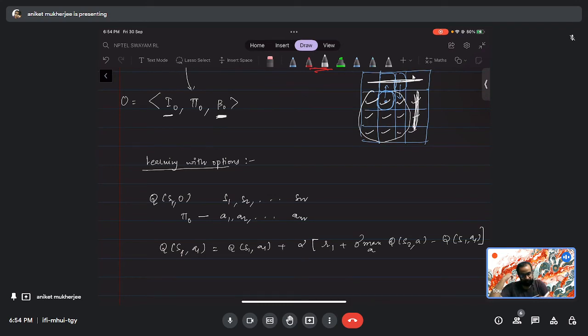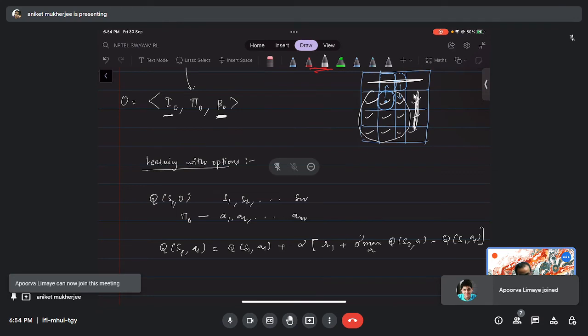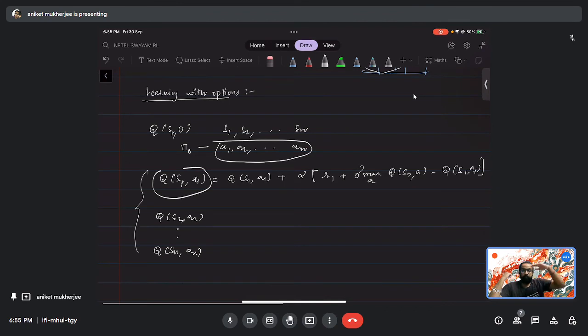So basically what this is telling is, applying the option from state S1, because you know that the first step of the option is applying action A1, is similar to updating the Q function for the S1, A1 pair. Similarly, you can update the S2, A2 pair, because you know that the option is the set of actions A1 to AN, and so on. You can update up to Q of SN, AN. You can update all these things.